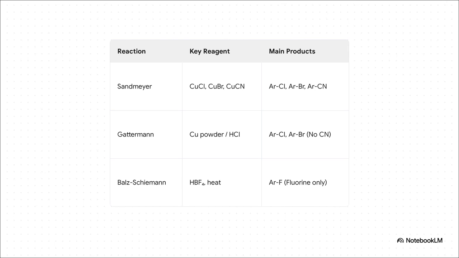And what if you want to add fluorine? Well, you can't use either of those. You need a totally different reaction, called the Balz Schiemann. So the bottom line is the reagent you pick completely changes the outcome.